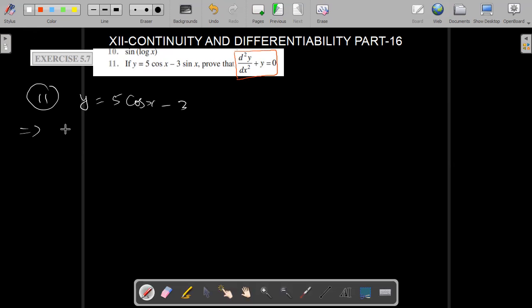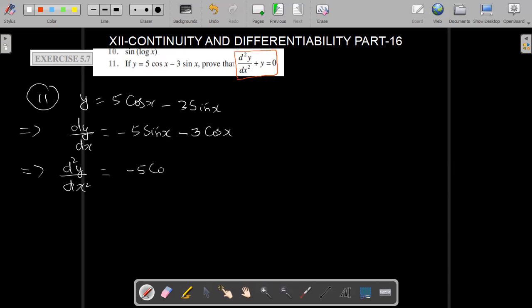For that we have to differentiate two times. First differentiate with respect to x, we get dy by dx is equal to minus 5 sin x, since the differential of cos is minus sin x and the differential of 3 is 0. Then again differentiate with respect to x, we get d2y by dx square is equal to minus 5 cos x, since the differential of sin x is cos x. Then again differentiate with respect to x. So minus 5, the differential of sin x is cos x and the differential of cos x is minus sin x. That minus and minus will become plus, so we get plus 3 sin x.